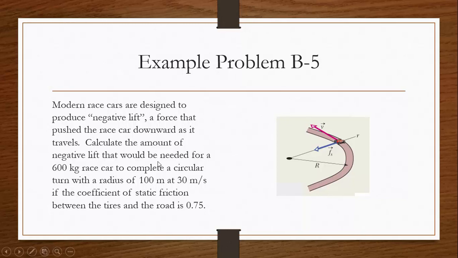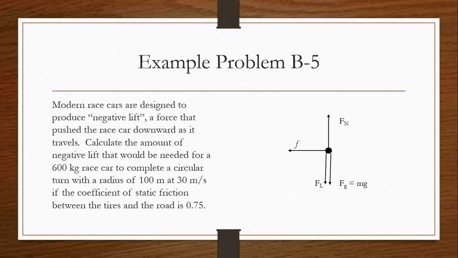If you've ever seen on the back of a sports car or a race car what we call a spoiler or a fin, basically what those are designed to do is produce negative lift and allow you to turn corners faster. So we want to calculate the amount of negative lift that would be needed for a race car that is 600 kilograms and is going to complete a circular turn that has a radius of 100 meters at 30 meters per second. It's going to be a flat racetrack, and the coefficient of friction between the road and the tires is 0.75.